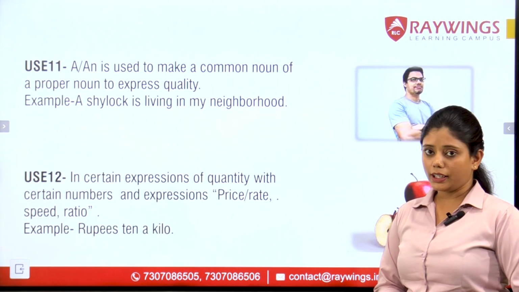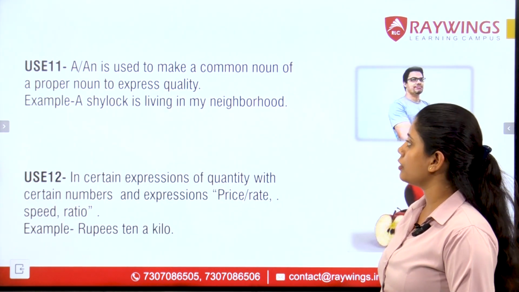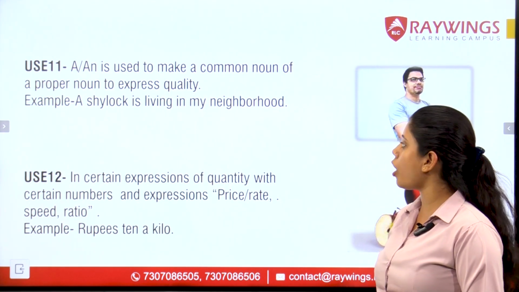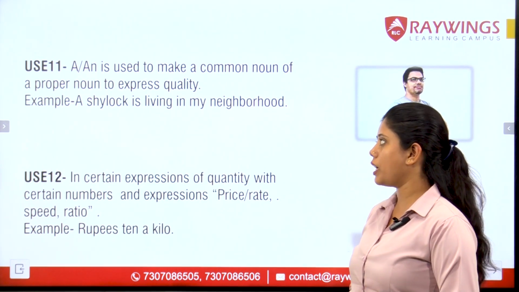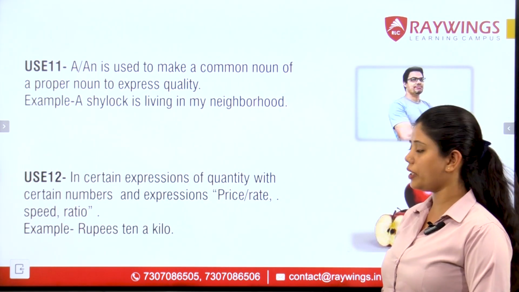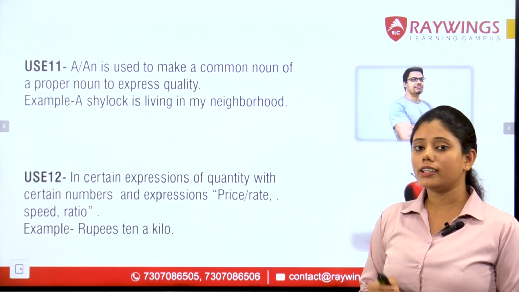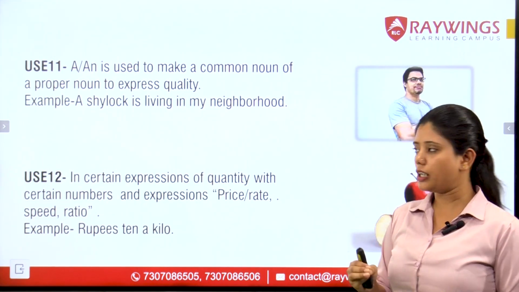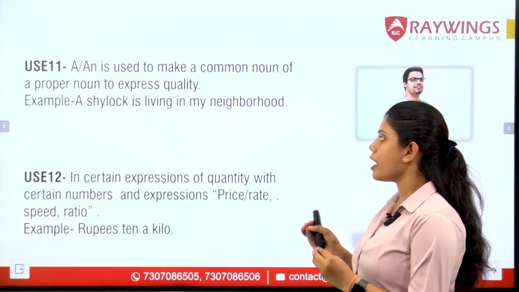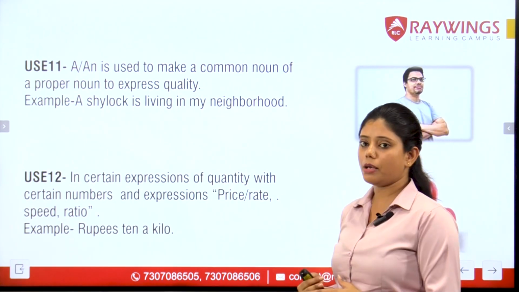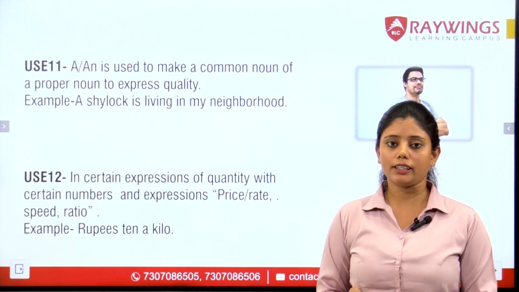Use number 11 says, a and an are used to make a common noun of a proper noun to express a quality. Let us understand this with an example because it's a bit tricky. The example says, a Shylock is living in my neighborhood. Now, what am I doing in this sentence?